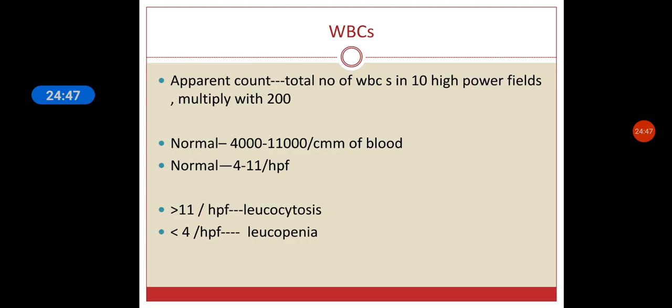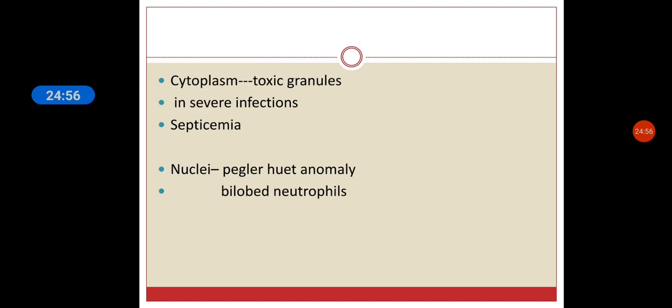It's ranging from 4,000 to 11,000. So anything beyond 11,000 is called leukocytosis. Less than 4,000 is called leukopenia. You know all these things, right?